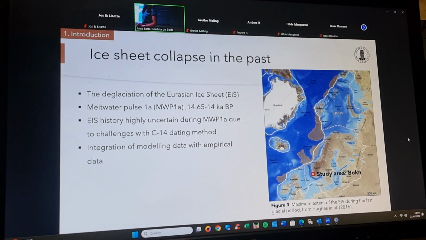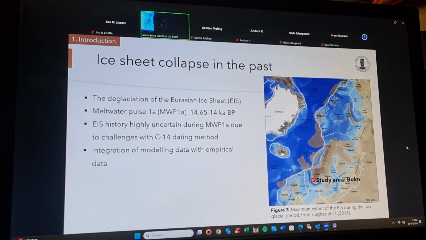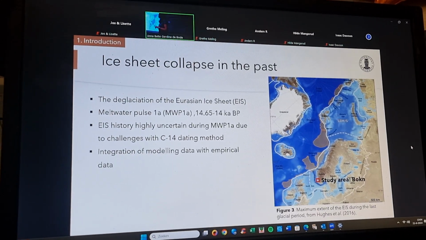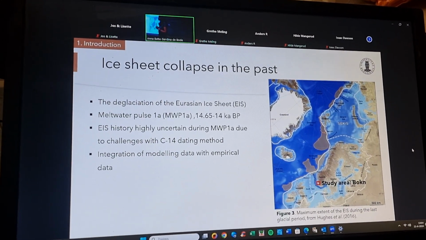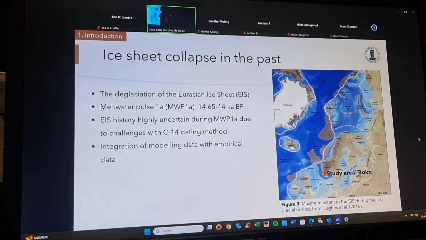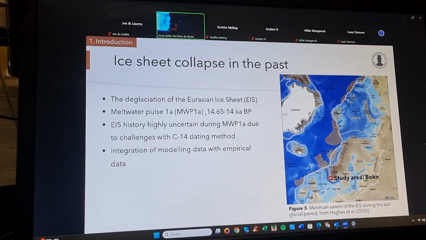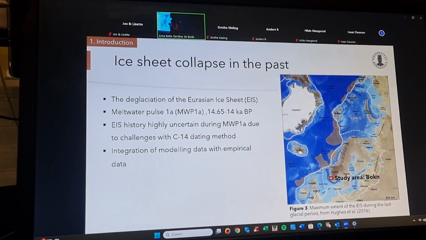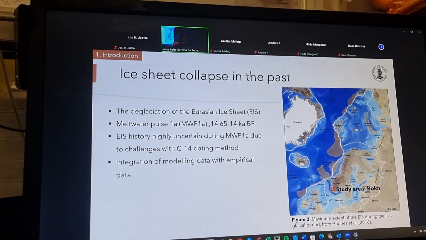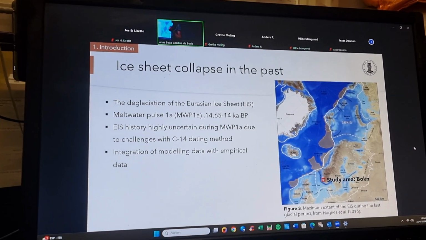This occurred between 14,650 and 14,000 years ago, and it was a global event during which a warming in the northern hemisphere led to a simultaneous melt of several ice sheets, and this led to a global sea level rise that is 10 times the rate of what we are experiencing today. So this was a huge event of a very rapid ice sheet collapse.